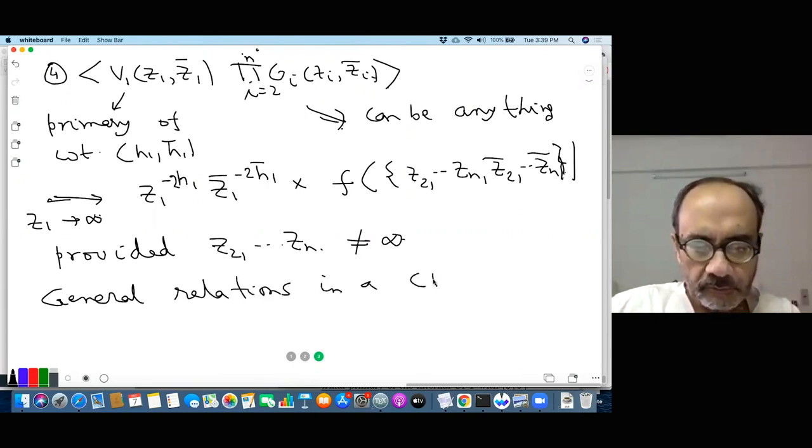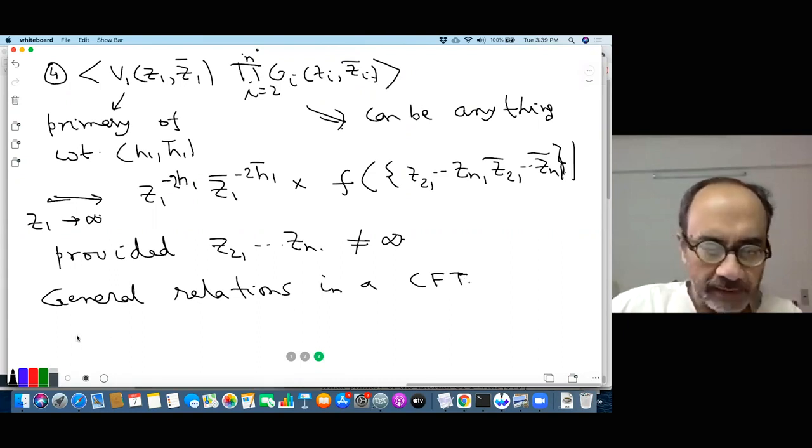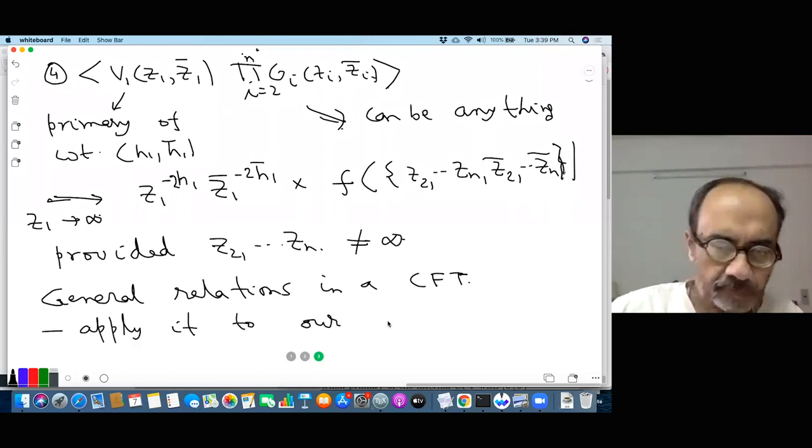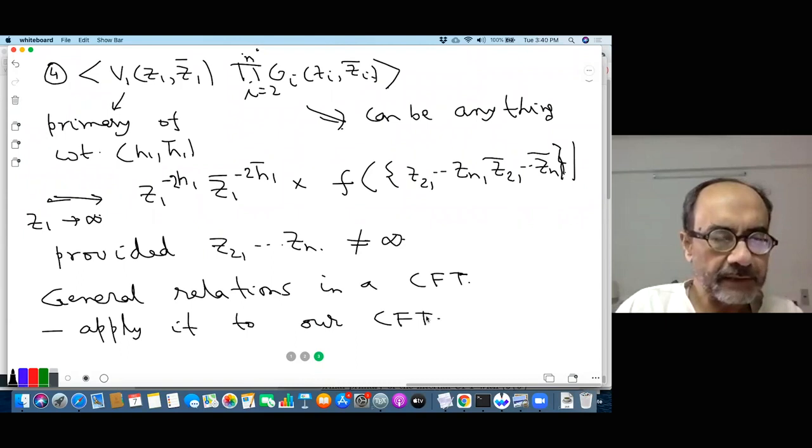So what we are going to do now is to apply it to the specific CFT that we have, and see what kind of results we can get.